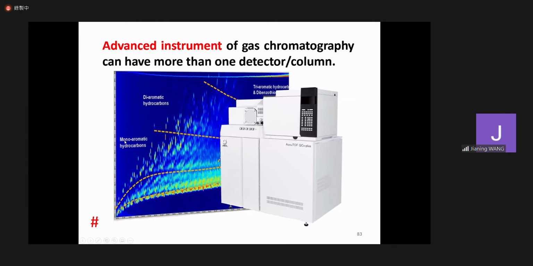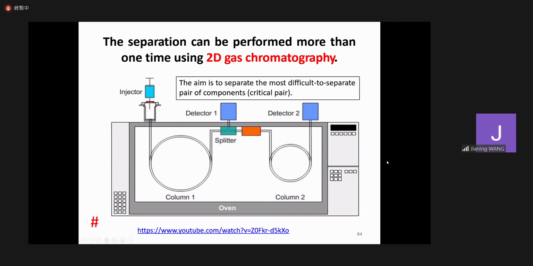So now this is some advanced instrument. In this picture is multi-dimensional gas chromatography, and this is actually a 2D GC, and the detector is a mass spectrometer. So what is 2D gas chromatography?